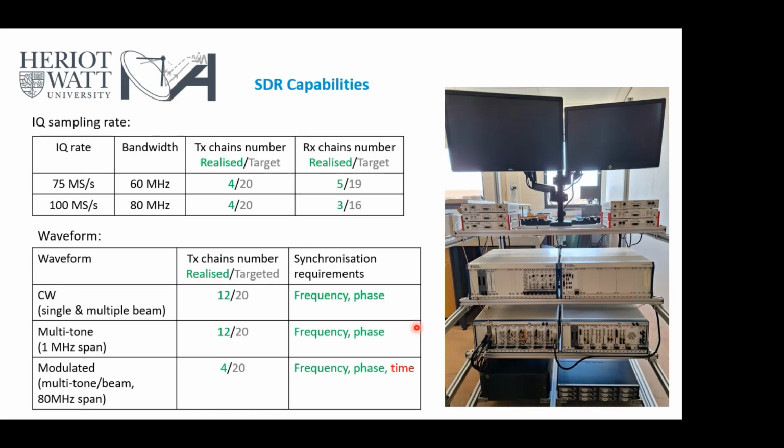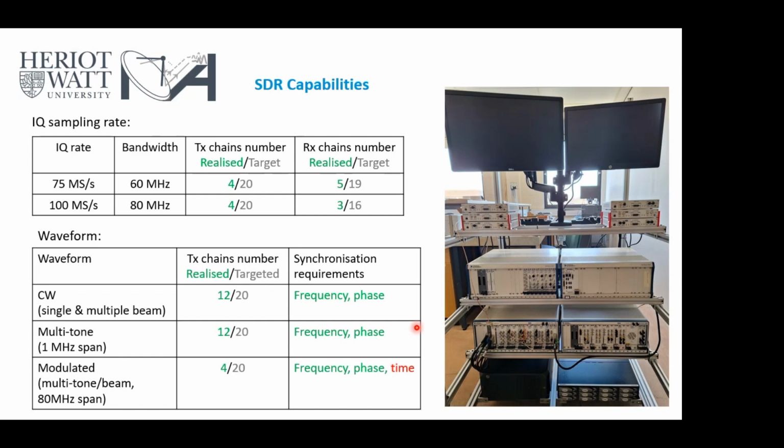And for the waveform, if we want to do the CW with a single beam or multiple beams, we can already support 12 TX chains. And that requires frequency synchronization, and you need to align the phase between all the TX channels.